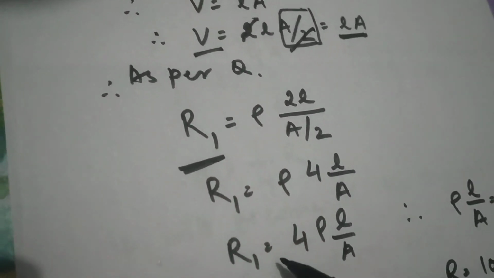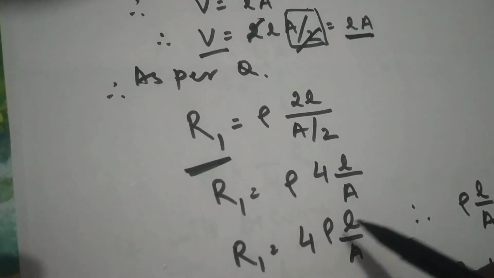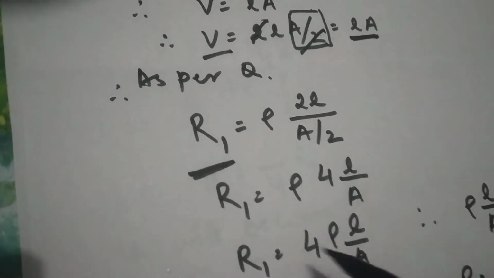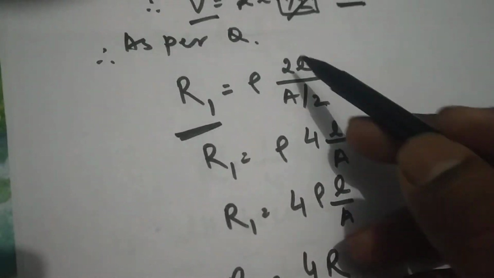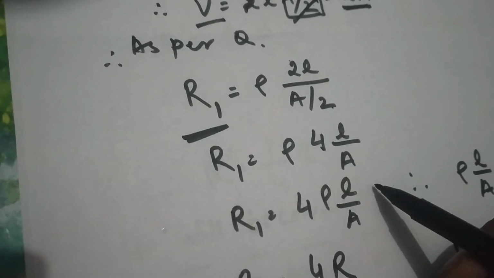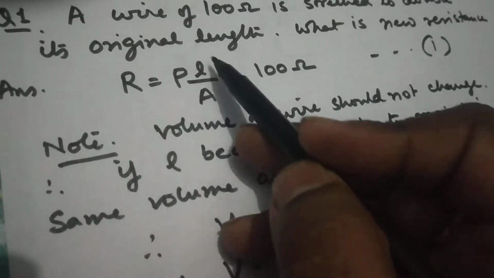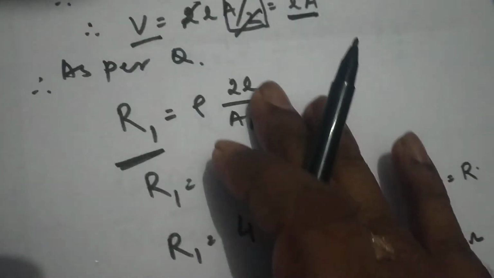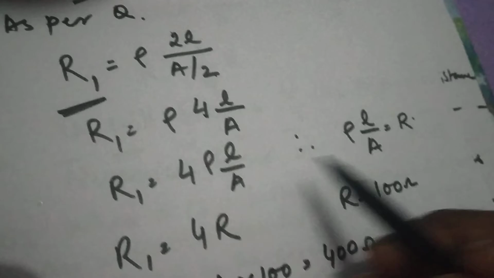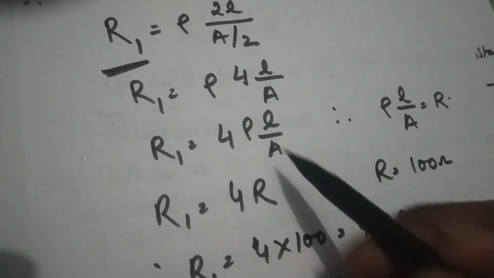And if you take this 4 to this side, taking all the values over here, you are left with rho L upon A. Please follow this step again. 2 goes up, 4. We have taken 4 this side, rho L upon A on the other side. Rho L upon A is equal to R. So we are going to substitute this value over here.